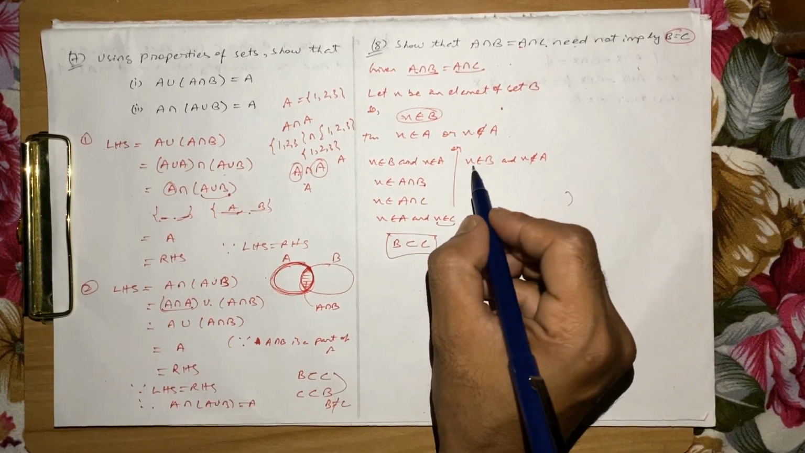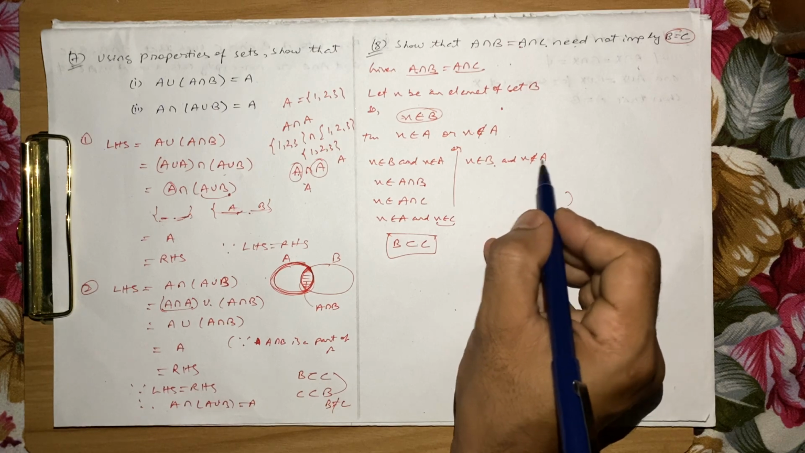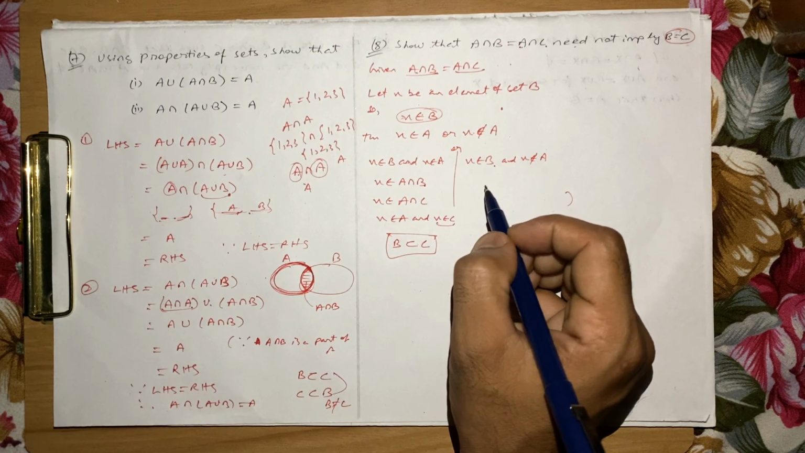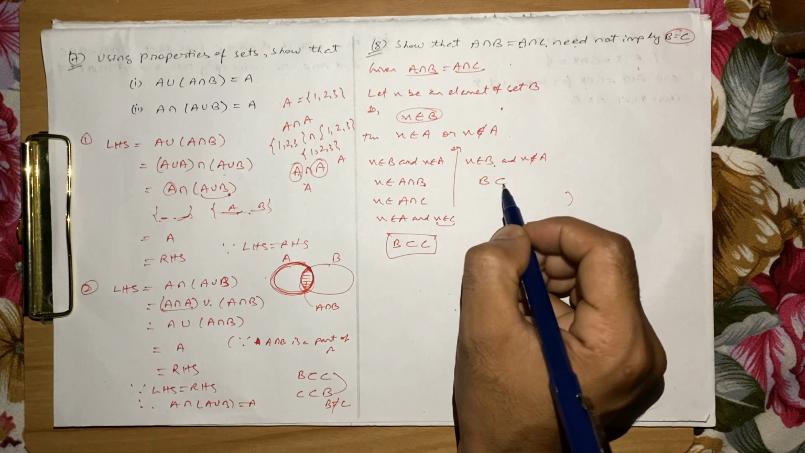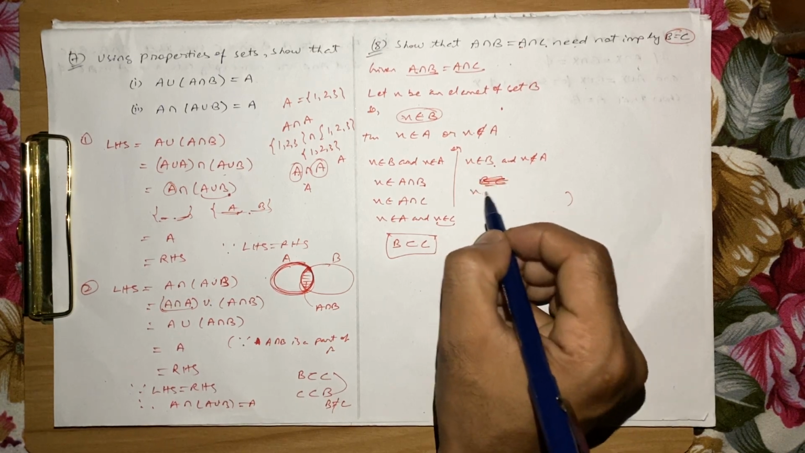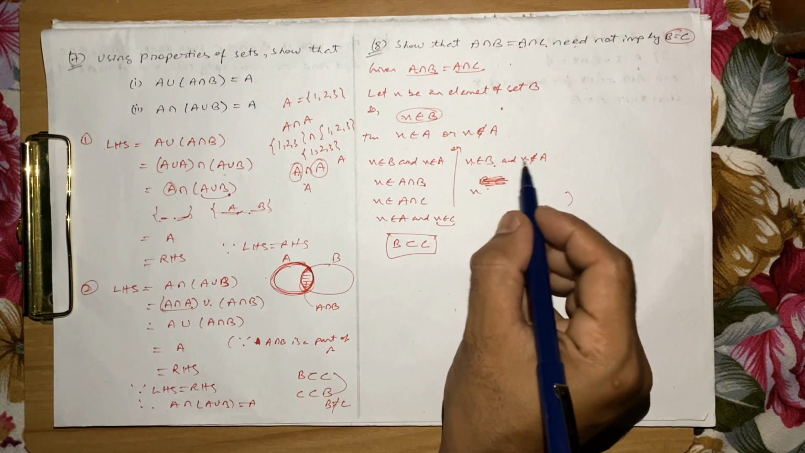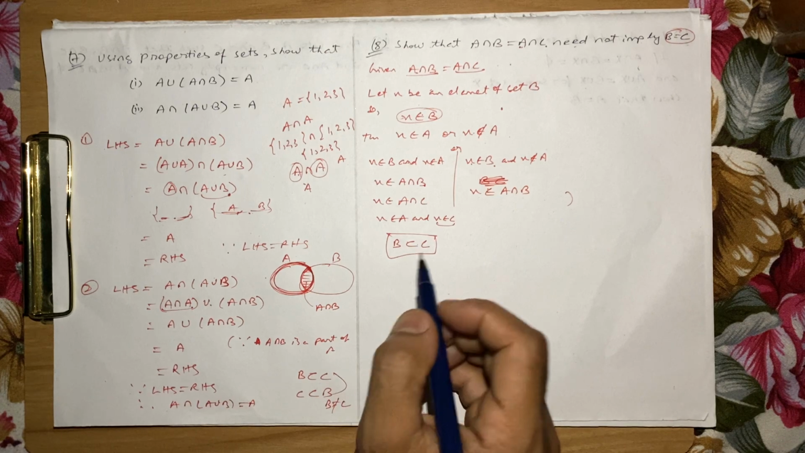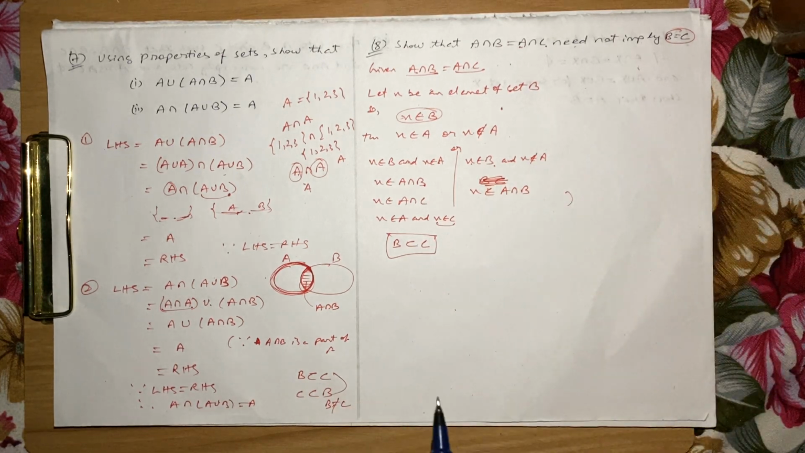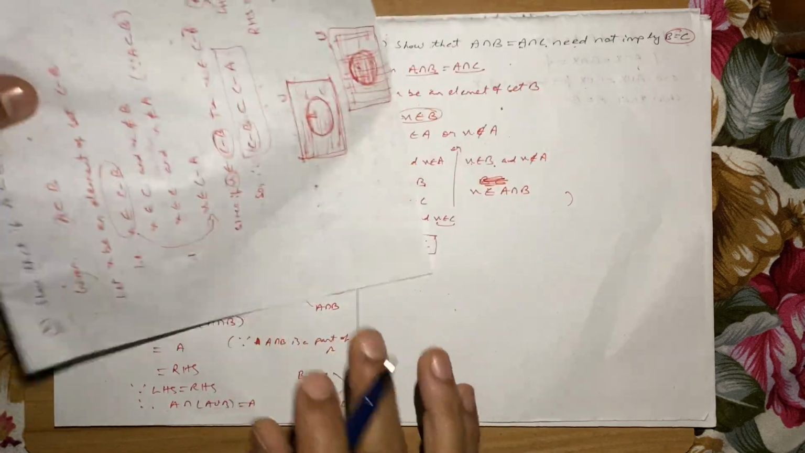But here, X belongs to B and X does not belong to A, meaning B is not a subset of A. Or I can say X belongs to B and X does not belong to A, meaning X will not belong to A intersection B, right? Because if you notice here, I'll draw the diagram once again and show you how exactly.